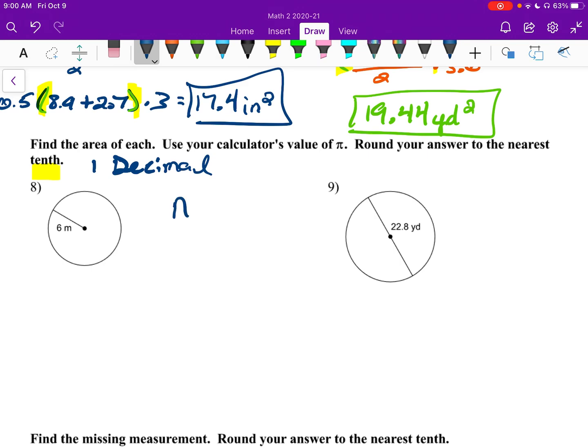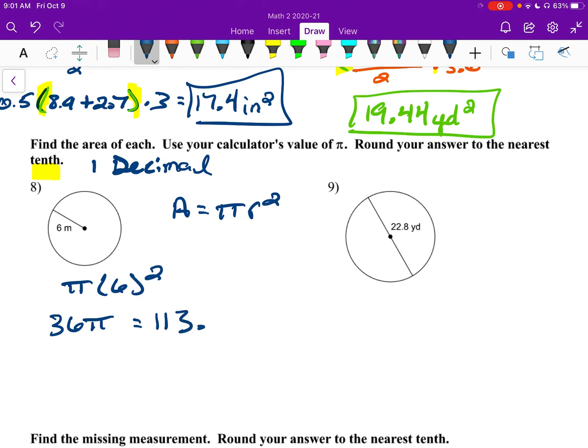So our area formula is pi r squared. So we're going to plug in here pi 6 squared, which is the same thing as 36 pi. So I'm going to type that in my calculator. I'm going to say 36 times, now I need to remember where the pi button is. On my calculator, it's kind of in the upper left region. So 36 times pi gives me 113 point, I'm just going to write a bunch of them down, 0.97.